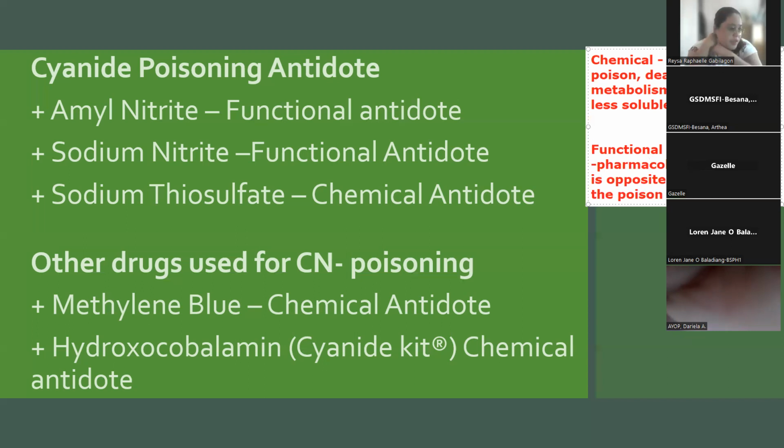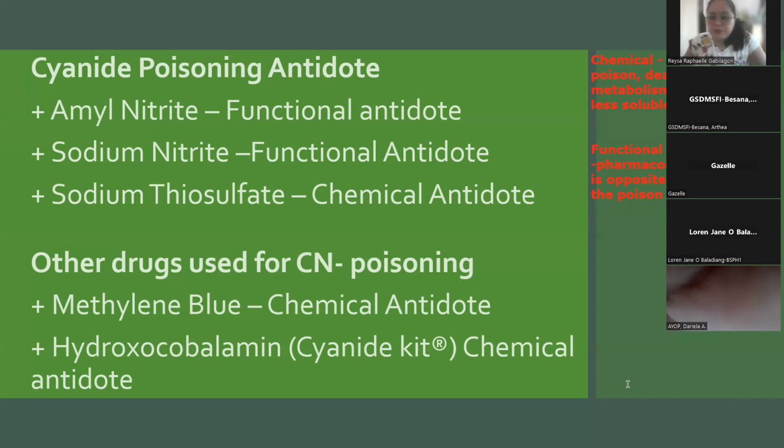Okay, so for example, if the poison class can cause vasoconstriction, you will be giving a substance that will act on a different receptor, but it's the reverse. Okay, it's the opposite. It will cause vasodilation. Yan yung functional antidote. Let me give you another example of a functional antidote para mas maintindihan nyo siya.